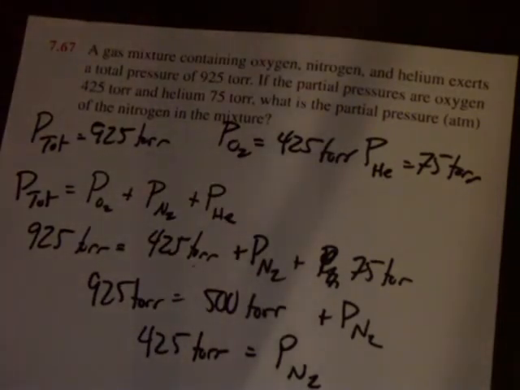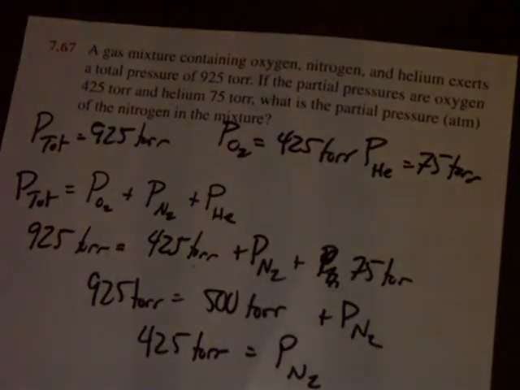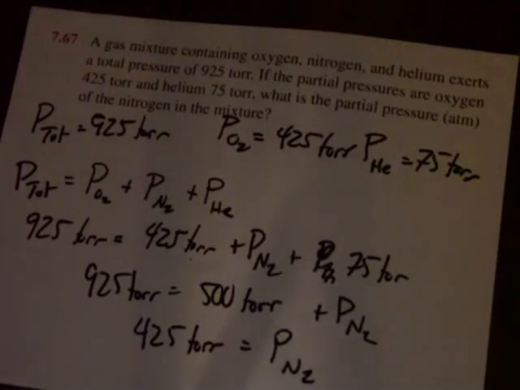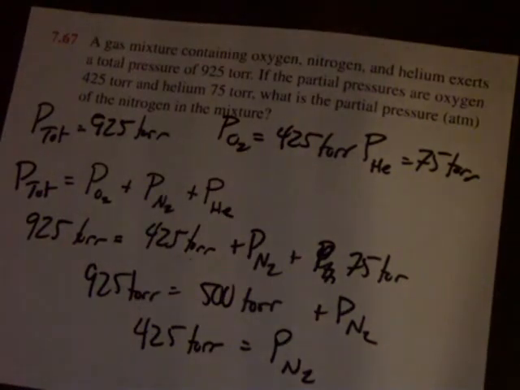And so double check, we get 425 plus 425 plus 75, and we get a total of 925, and indeed we are good. And so that's how you solve for partial pressure using Dalton's law. And so that is the conclusion of this installment of work through examples for Chapter 7, Gas Laws.